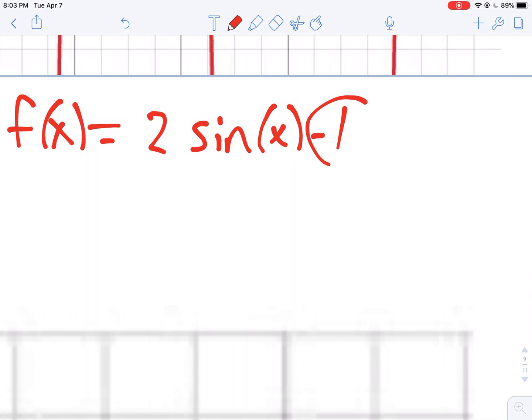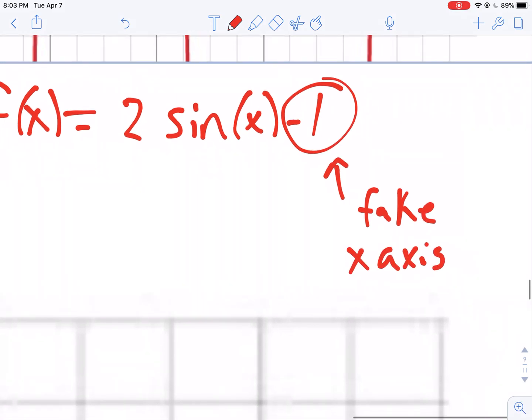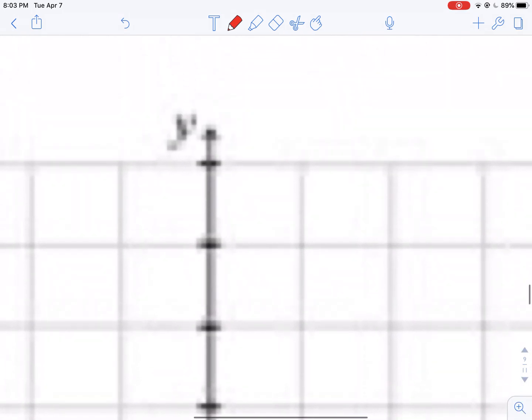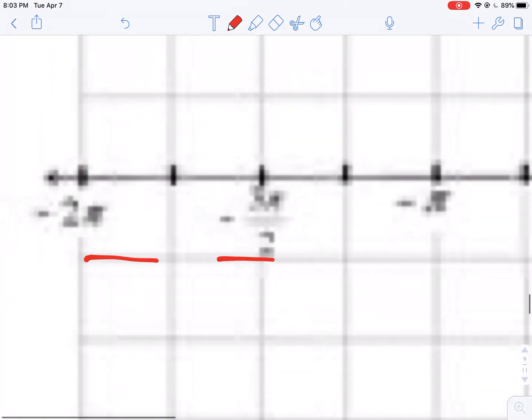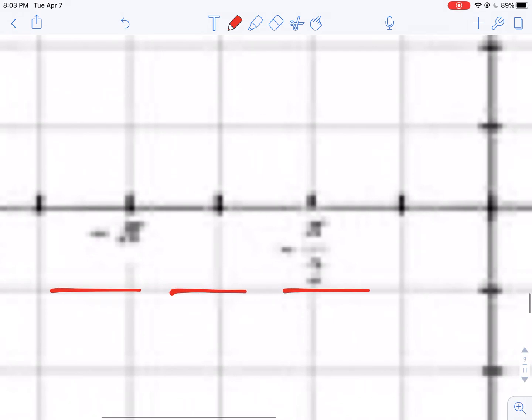Now I showed you this method on my video answer key. I didn't do this on the notes, but as opposed to thinking about this as a vertical shift, I'm actually going to think about a fake x-axis at y is equal to -1. So I'm going to go through and we'll scale this by 1 this time. And I'm going to create a fake x-axis at this -1 value.